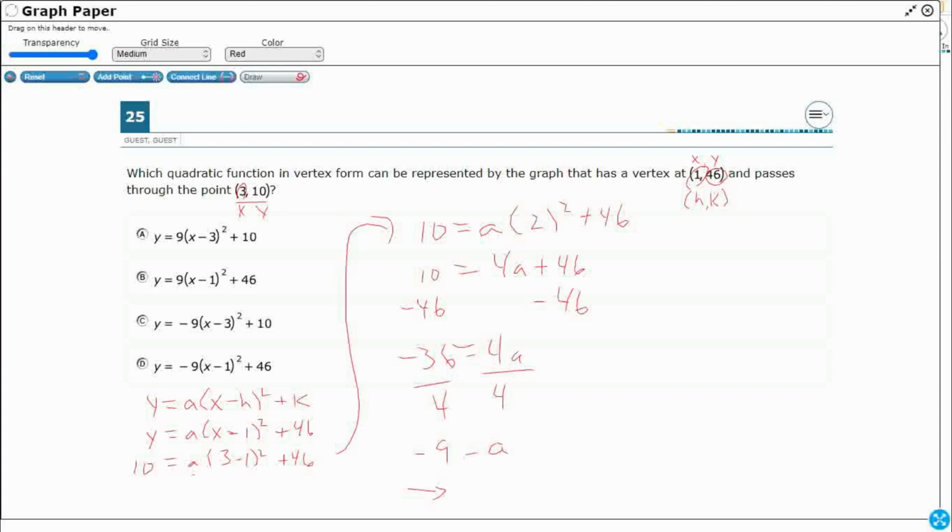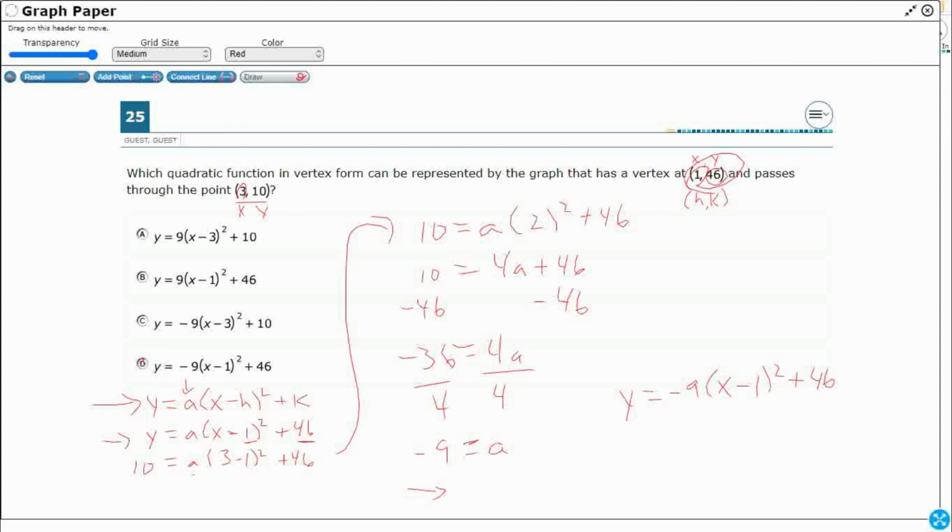Okay, so now I've got this negative 9. Remember, our vertex form is right here. So we can rewrite it as y equals, my a is negative 9, times (x minus 1) squared plus 46. I had everything on the second row except I didn't know what a was. That's coming from the vertex right there. So we see negative 9, (x plus 1), there we go. My answer here is D.